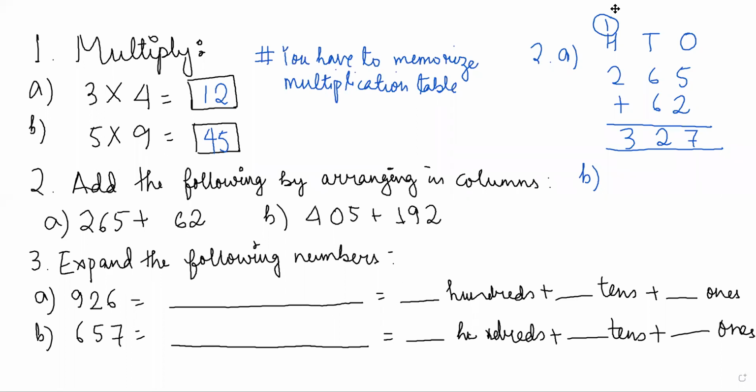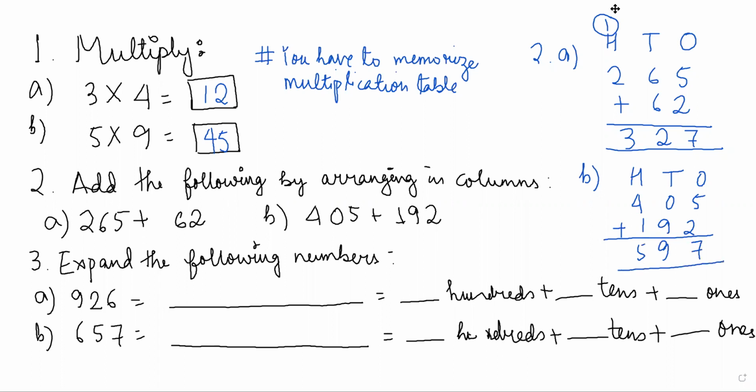After that, B questions I'm solving the same way. We will write ones, tens and hundreds. After that 4, 0, 5 and 192 plus 7, 9, 5. Like this you have to solve.